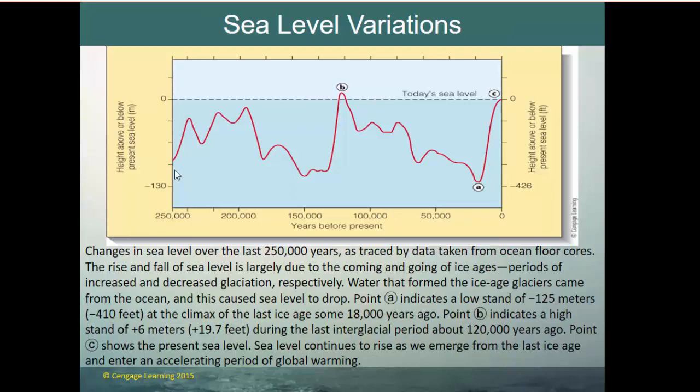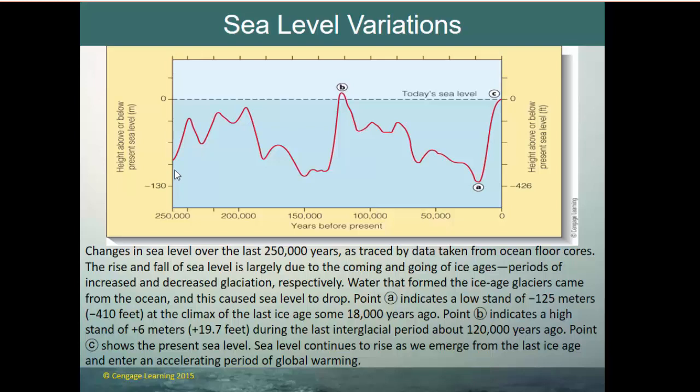One of the things that we know by looking at geology and ice cores and sediment cores is that the climate of the Earth has changed almost continuously over the 4.6 billion years the Earth has been around. This is a graph showing about 250,000 years. And on the far right, that point C is today's sea level.